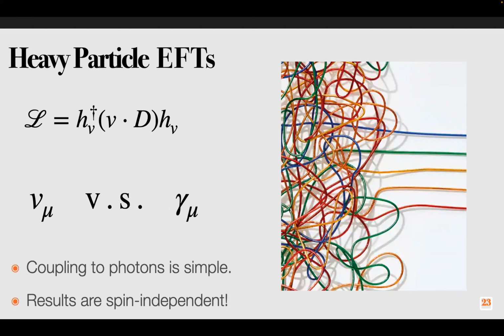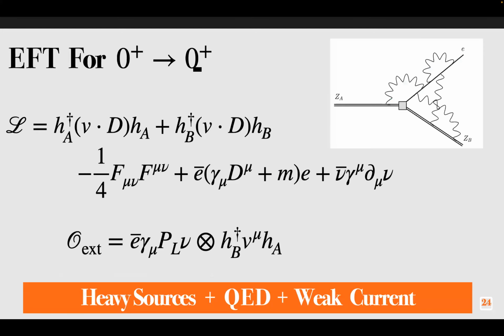Heavy particle effective theories also make manifest that couplings are spin independent. What that means is that the kinetic term looks like v dot D, and so you don't have gamma matrices. So you don't have spin structure in your coupling to photons. So that also simplifies the problem. And that's all you really need to know.